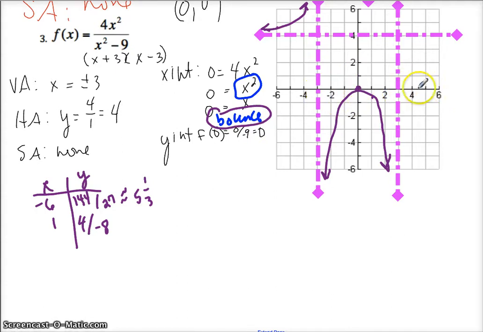Finally, let's plug in an x value between 3 and positive infinity. And I'm going to use 6. So when using positive 6, we know that 6 squared is 36, times 4 is 144, divided by 6 squared is 36, and 36 minus 9 is 27, and that is 5 1/3. So for the final section, I'll go right 6, up 5 1/3, so I know that this section is also above that asymptote.